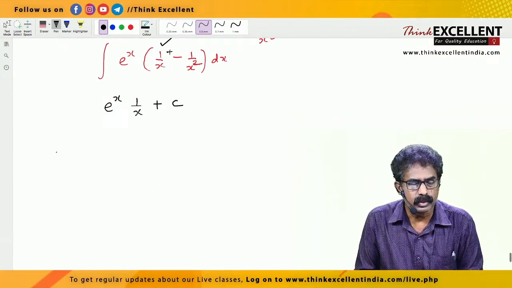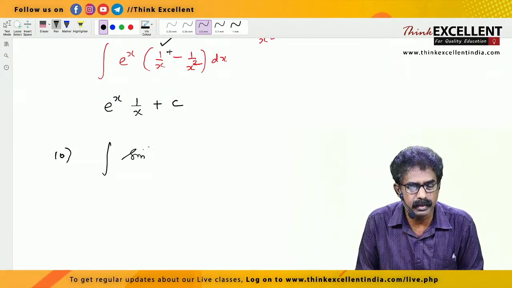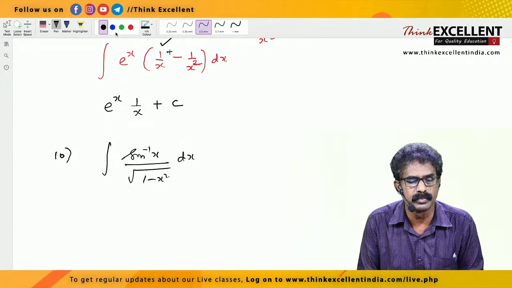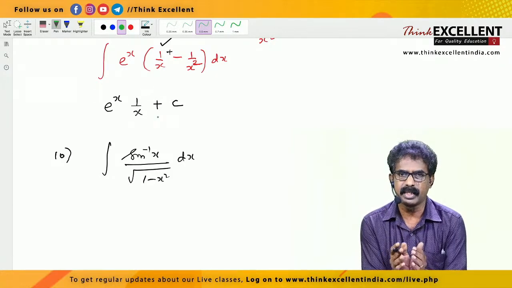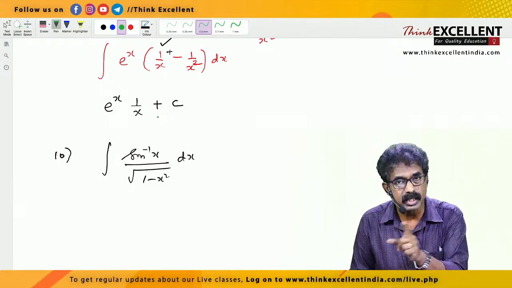Now listen, another question. Integral sin inverse x by root of 1 minus x square dx. Very basic question. It's very simple. What you have to do is give something as t. If you take something as t, its derivative must be there.